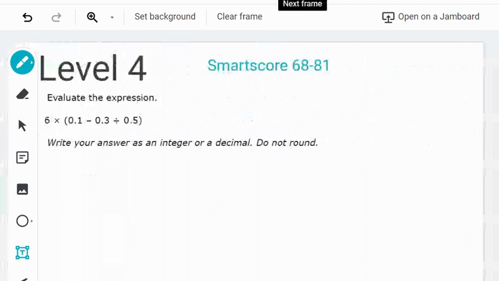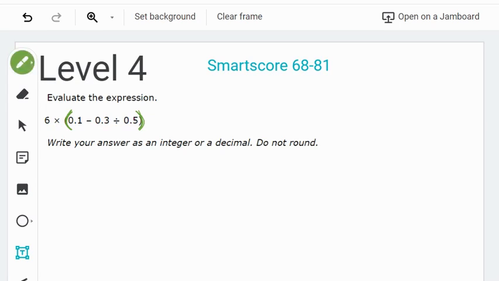Another level 4 problem. Okay, order of operations tells us to do stuff inside the parentheses first, remember. So even though this is multiplication on the outside, and multiplication would come before the subtraction you see in here, since the subtraction's inside the parentheses, we're actually going to do that before this multiplication. So this timesing of 6 is going to be the last thing we do. But inside here, we're actually going to divide first. So we divide before we do anything else.